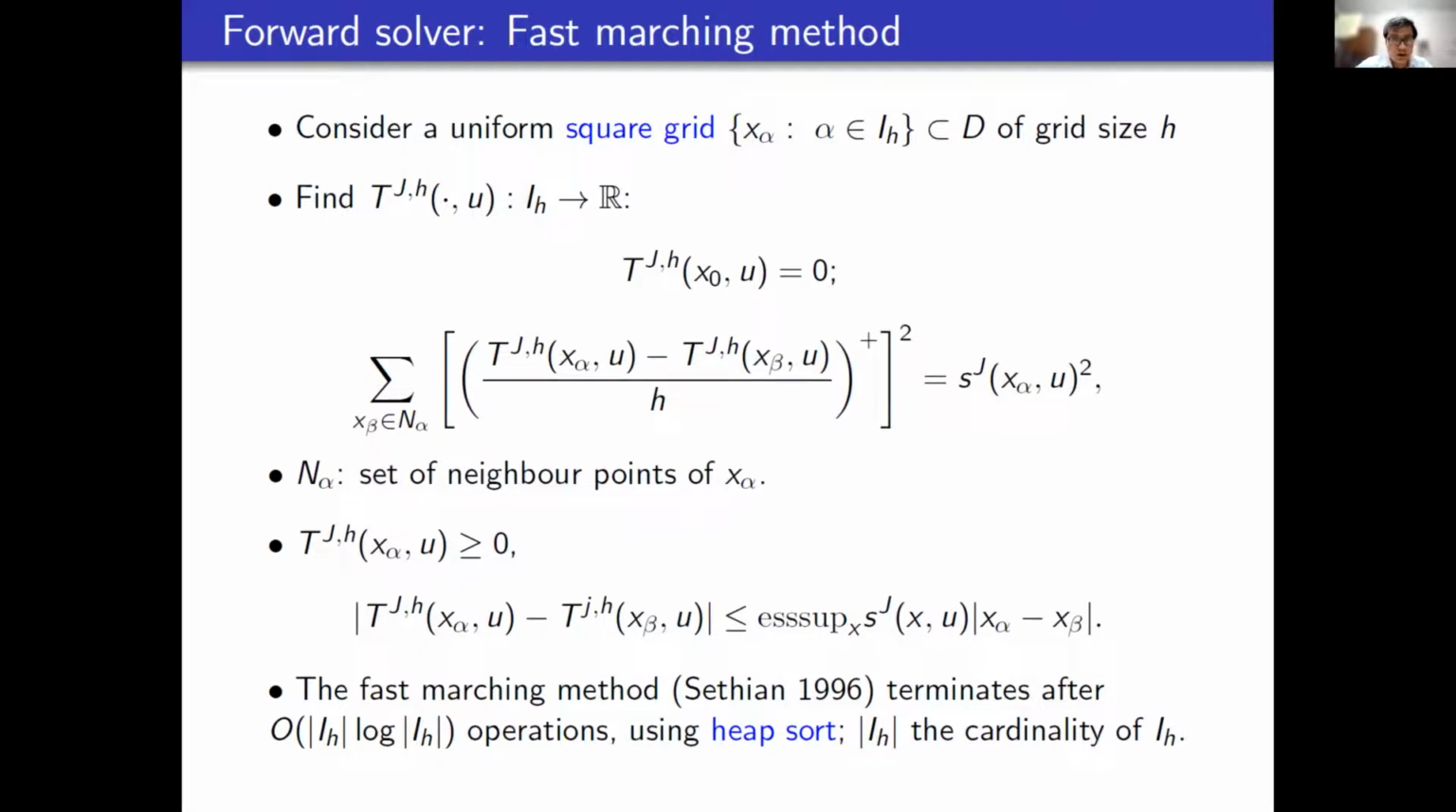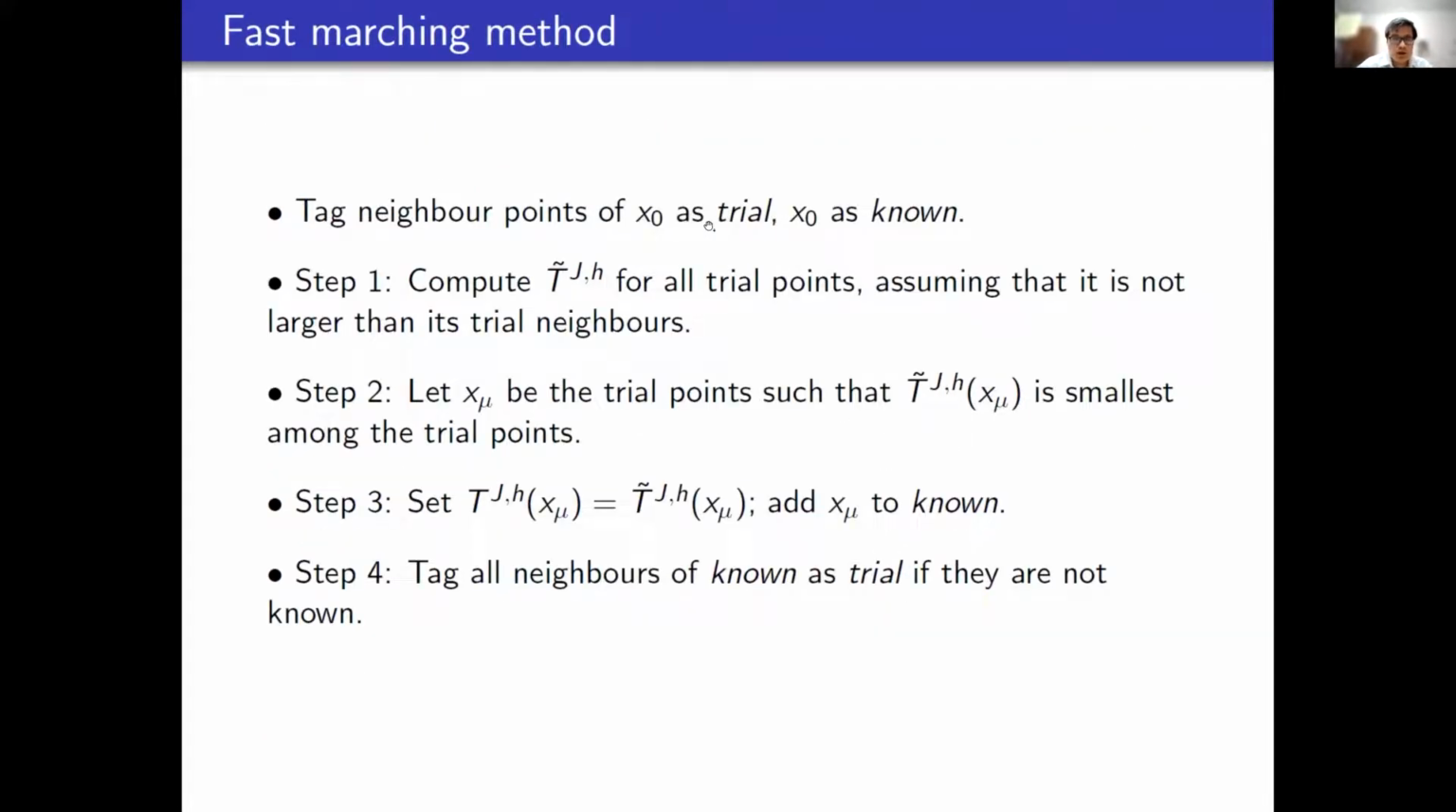So I'm not talking a lot about the fast marching method here, but I've got a bit here. We begin with the source point, and we mark the source point as known. Then we take the neighbor points of the source point as the trial points. And then we compute a solution, which I call T tilde, at all of these trial points, assuming that the solution at all the neighbor points which are not known is not less than the solution at the trial point itself.